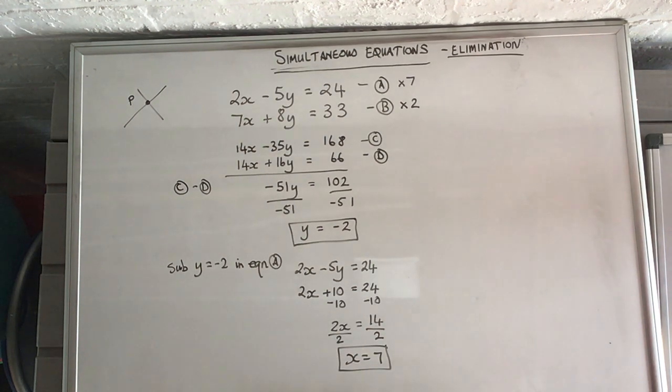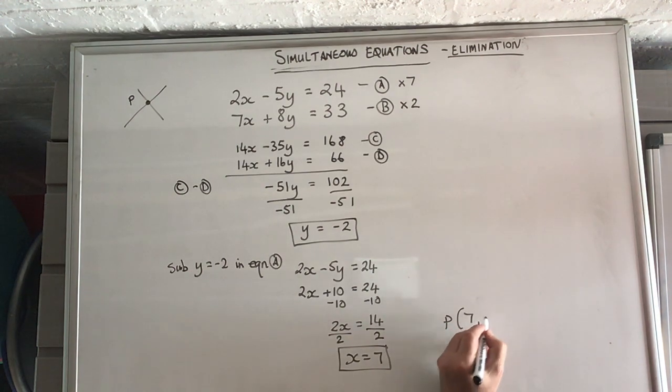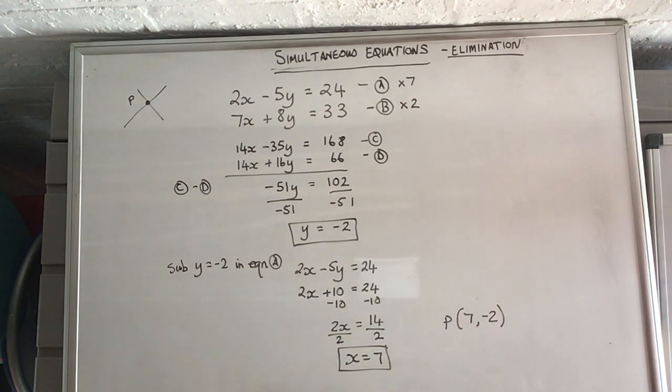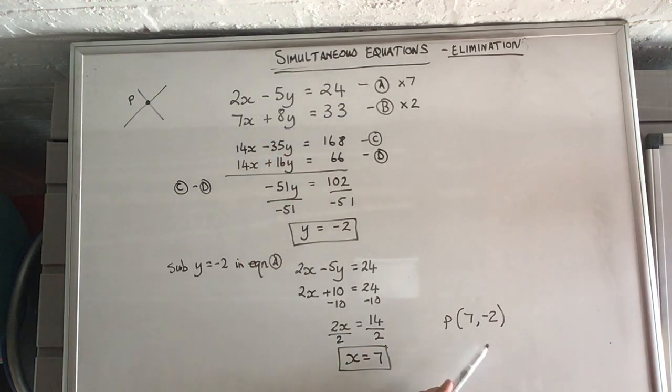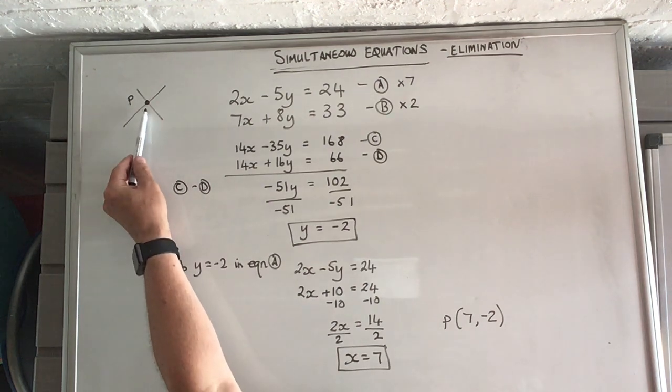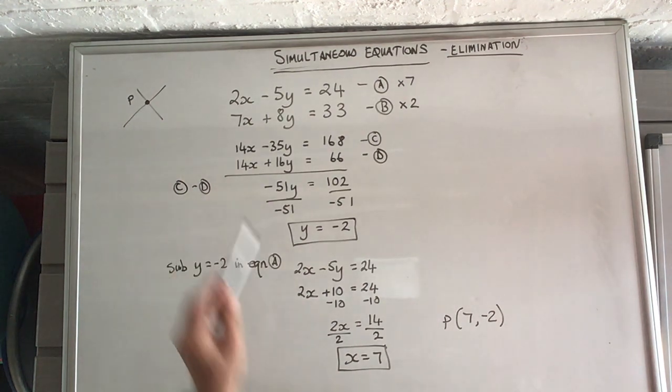So the point 7, minus 2 solves both equations at the same time. So that's where they cross over. So the point up here is 7, minus 2.